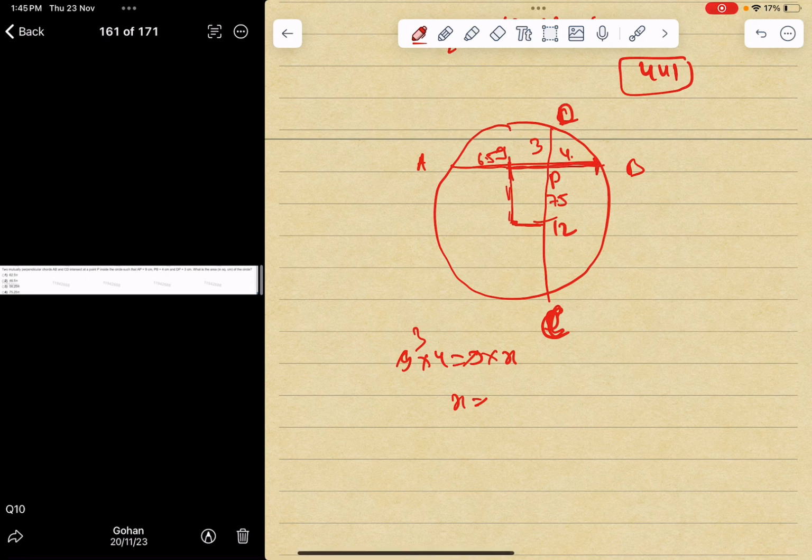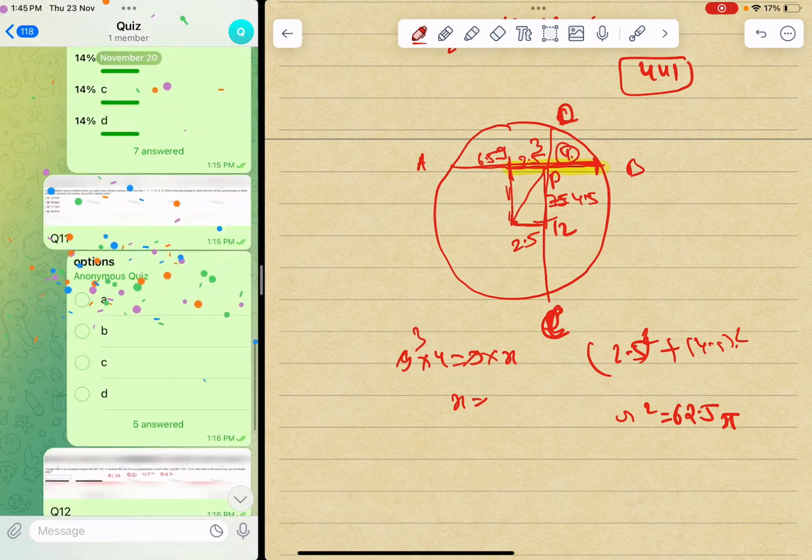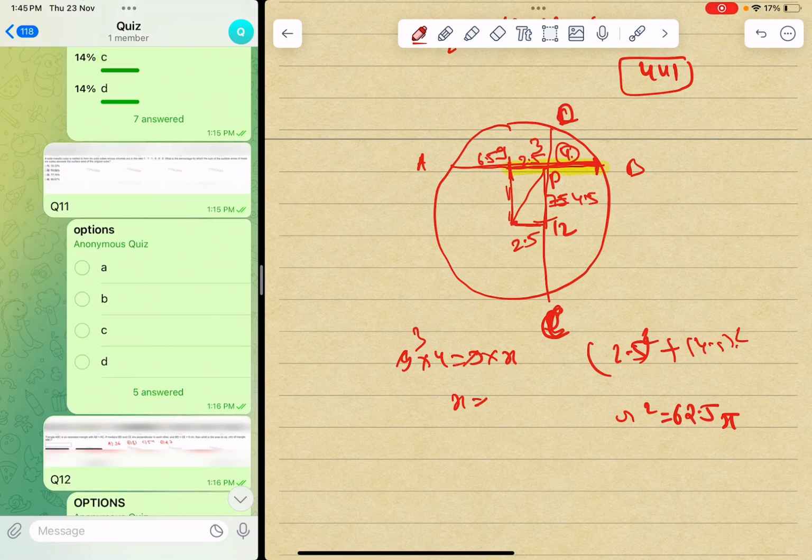This much length is 6.5, and if we subtract this 4 from it, we get 2.5. So this is 2.5, this is 7.5. Can we find the radius? Yes, 2.5 whole square plus 7.5 minus 3, so this will be 4.5. From here we can find r square, which comes out to be 62.5, so the area will be 62.5 pi. So the first is the answer correct. These are the 10 questions. The remaining 10 I'll deal with separately.